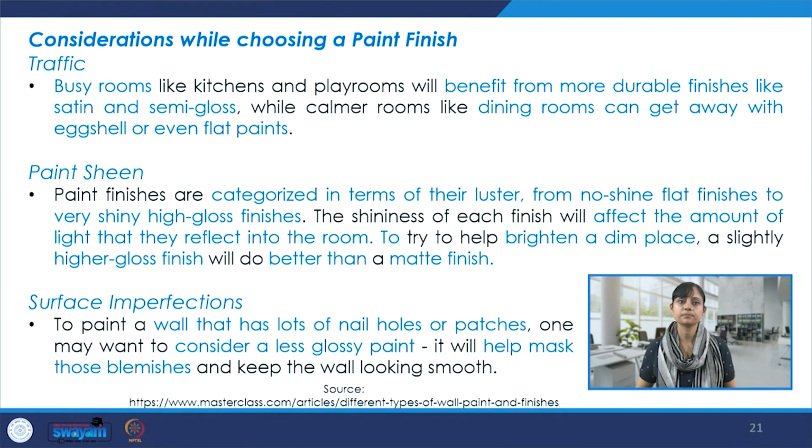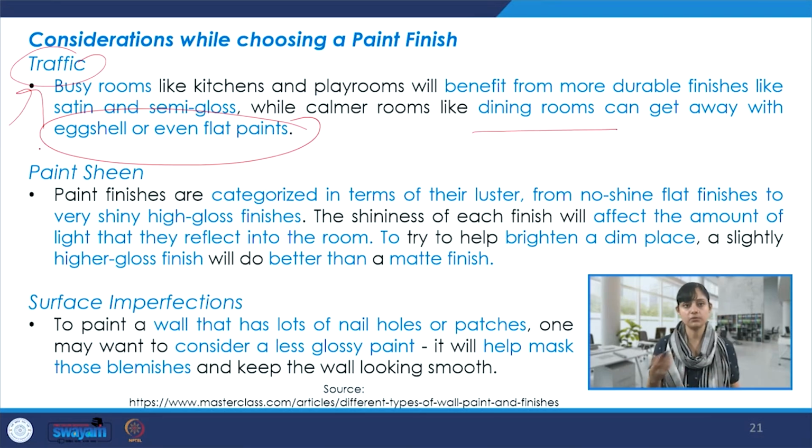There are also considerations that one must focus on while choosing a paint finish, starting with the traffic. So, whether that's a busy room or less occupied room, more footfall or more users using it throughout the day, that is important to understand. So, busy rooms, let's say kitchens and playrooms, will benefit from more durable finishes such as satin and semi-gloss. Whereas the calmer rooms, like dining rooms, can get away with eggshell or even flat paints. So this occupancy and traffic matters when we are selecting a paint finish.